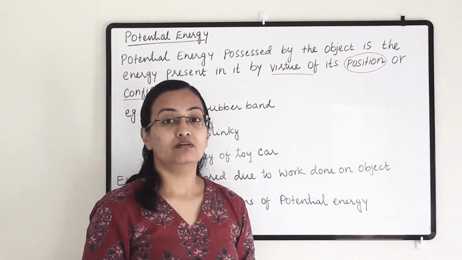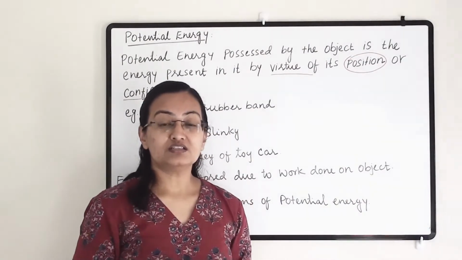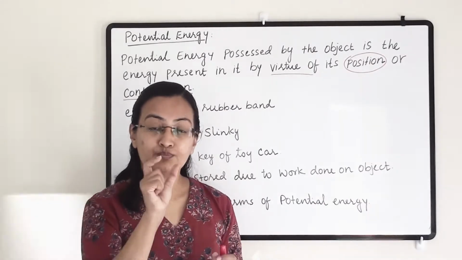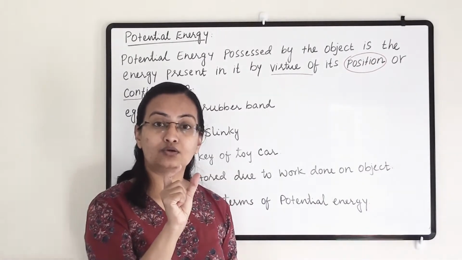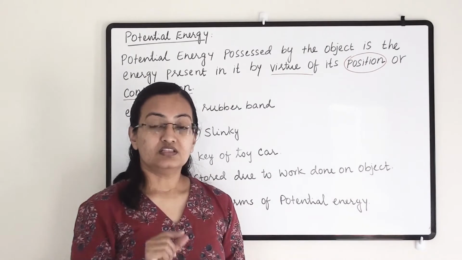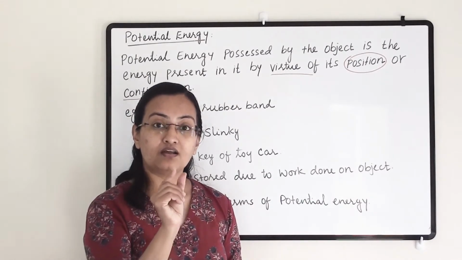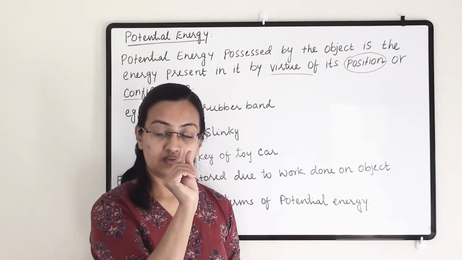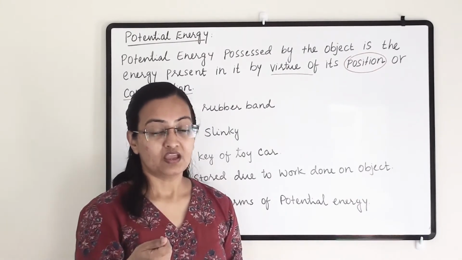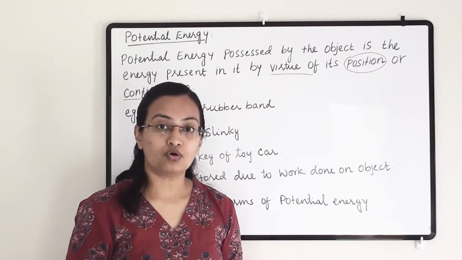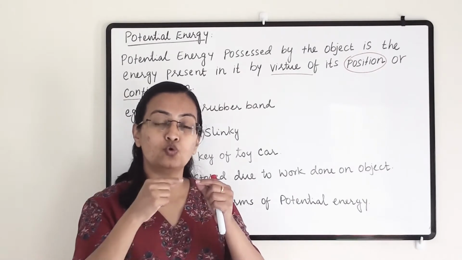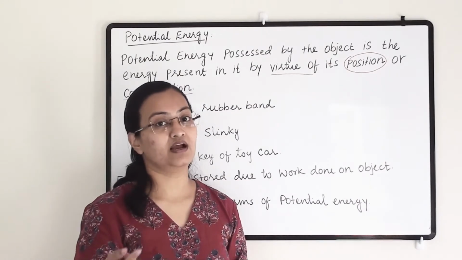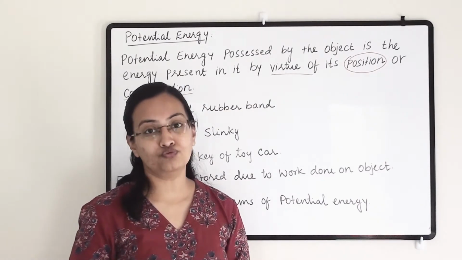For example, a toy car. We are just winding the key of the toy car, and the spring inside the toy car will get some turns and it will be compressed because of the winding of the key. Now when you keep it down on the floor, that spring will slowly open up and that energy will transfer into kinetic energy and the toy car will move forward.